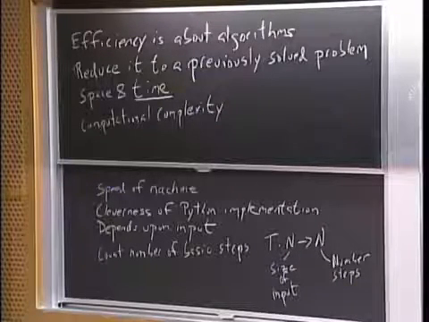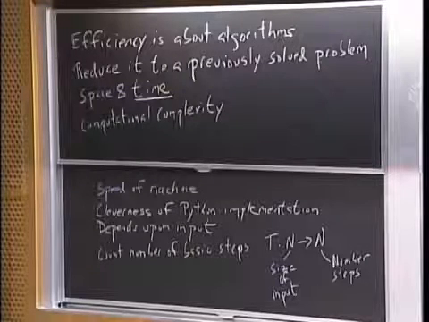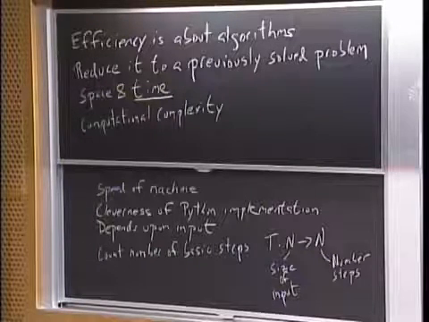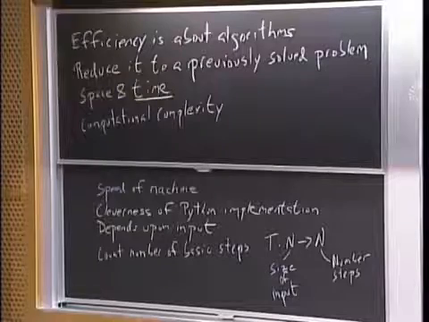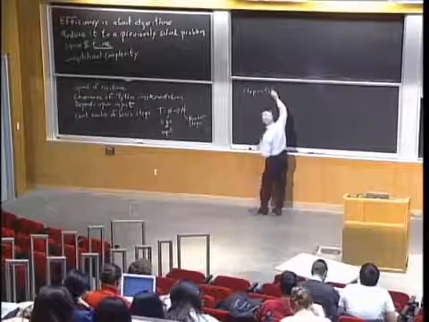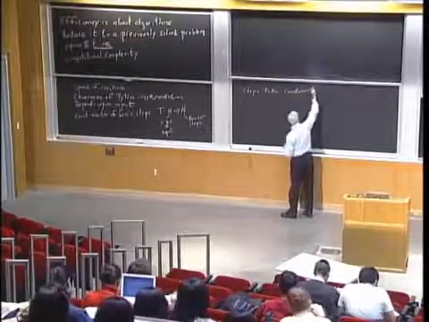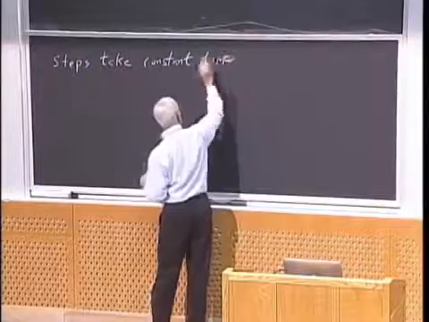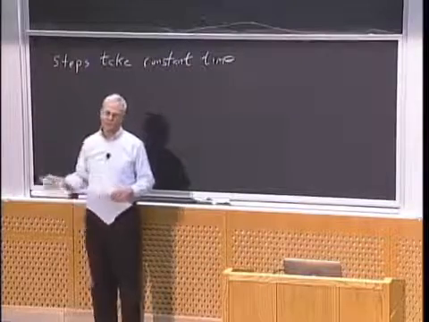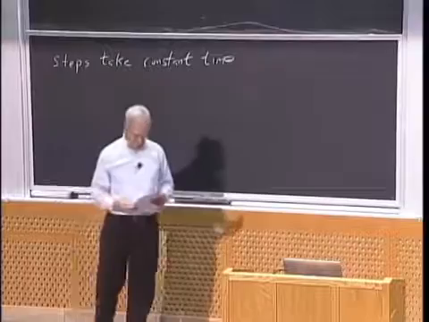A step is an operation that takes constant time. And that's important. So steps are not variable, but they're constant. So we have lots of these. For example, an assignment, a comparison, an array access, etc.